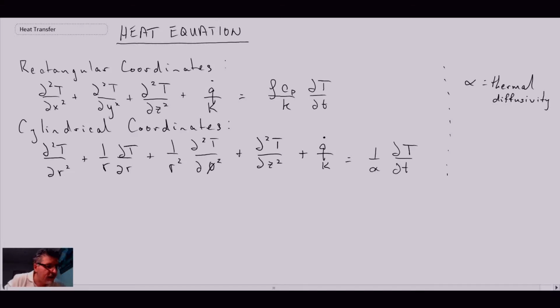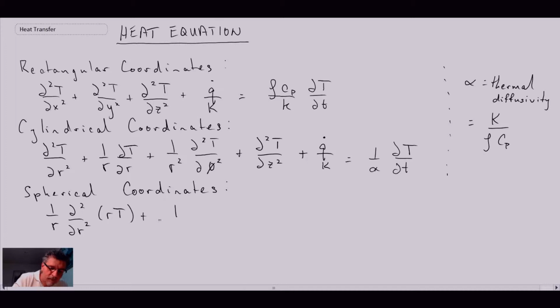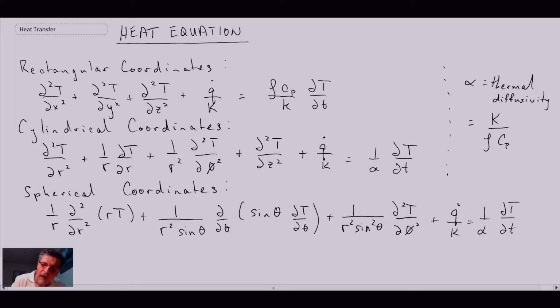It has the symbol alpha, and it is defined as the thermal conductivity of the solid divided by the density of the solid and the specific heat capacity of the solid. So that is the thermal diffusivity. We put it into the equation as 1 over alpha. And then finally, looking at the heat equation in spherical coordinates. Okay, so that is the heat diffusion equation in 3 different coordinate systems.